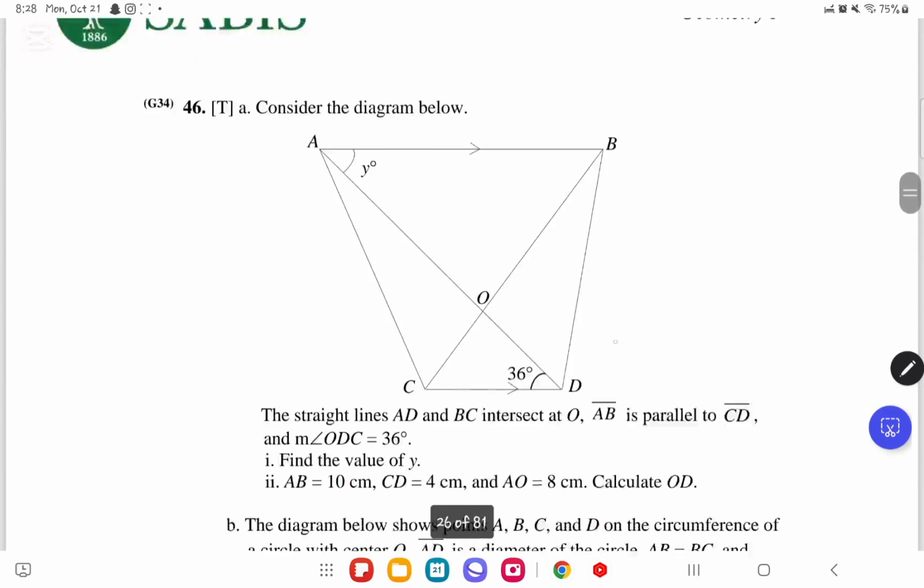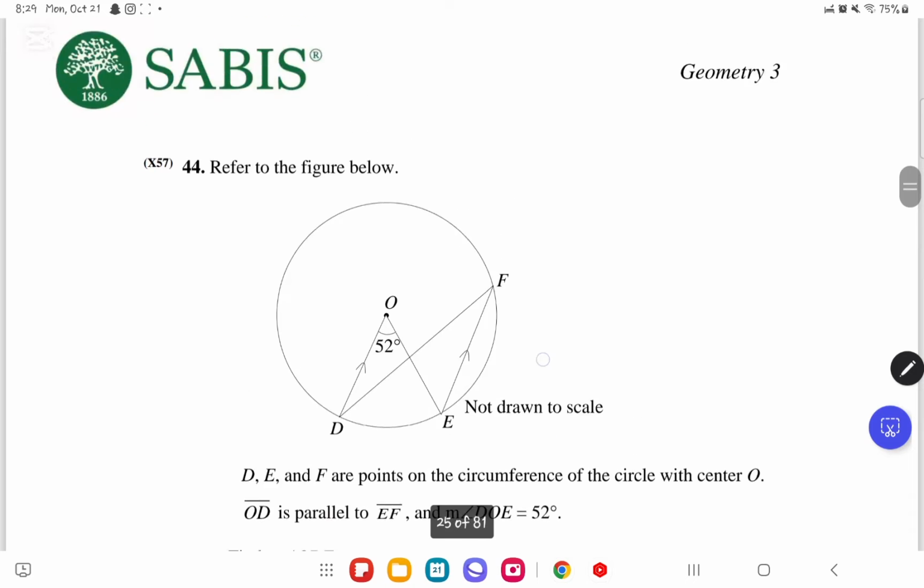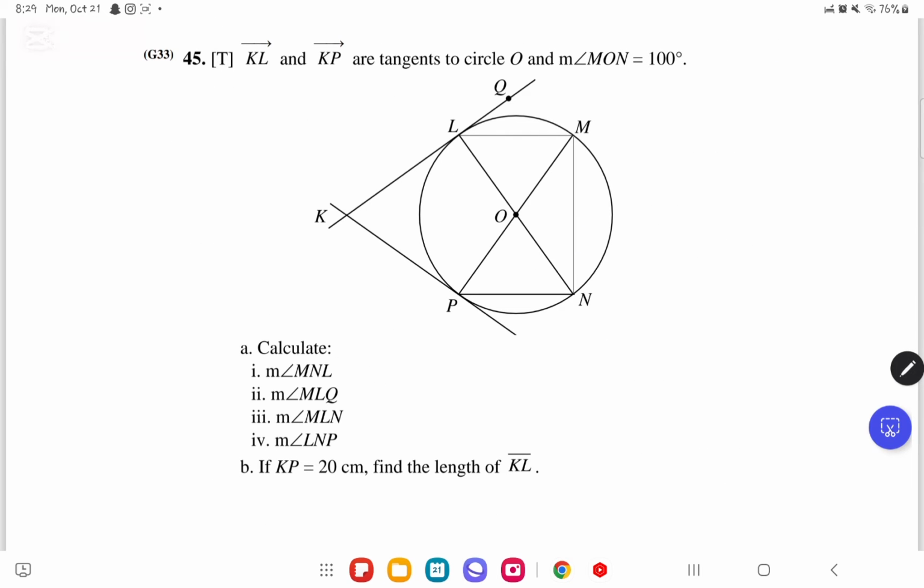Now I'm gonna be looking for some tops. Yeah, we have a top over here. Okay, so we have KL and KP are tangents to circle O, and measure angle MON is 100 degrees. So over here this is 100 degrees. Okay, they need us to find the measure of the angle MNL. Very simply by looking at it, we will notice that we have a diameter. So the inscribed angle of a diameter is 90 degrees. So we have a right angle over here.